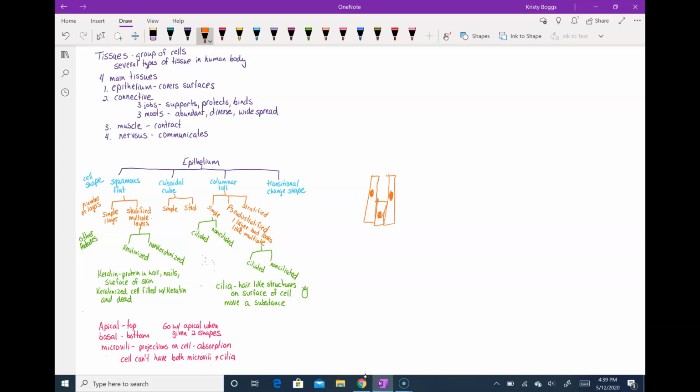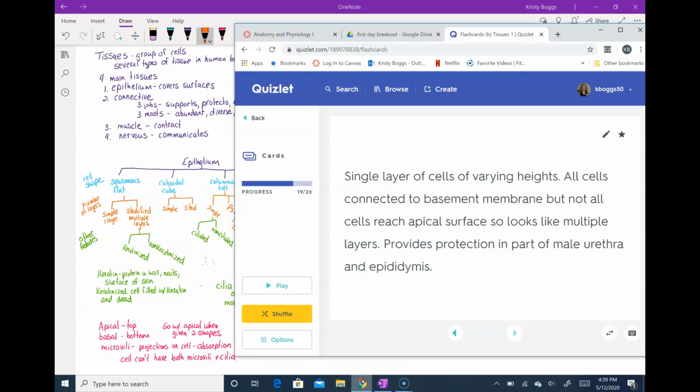Then we have to decide if it's ciliated or non-ciliated. Well, it doesn't say anything about moving something. Remember, the last one said it moves mucus. This one mentions nothing about movement. It says it provides protection. So we're going to go with non-ciliated.